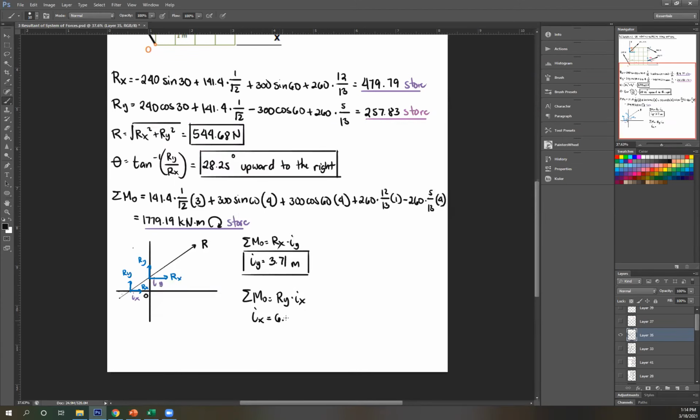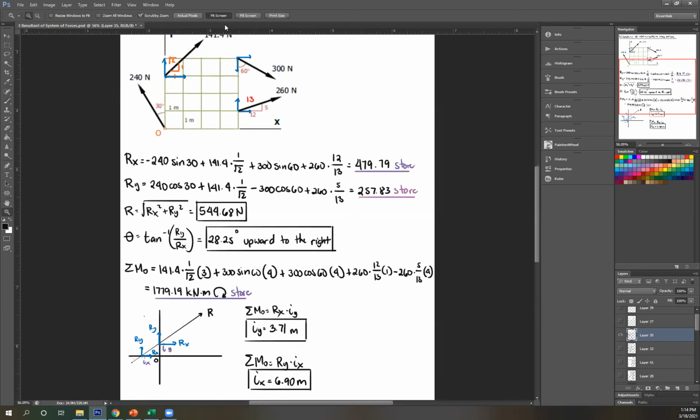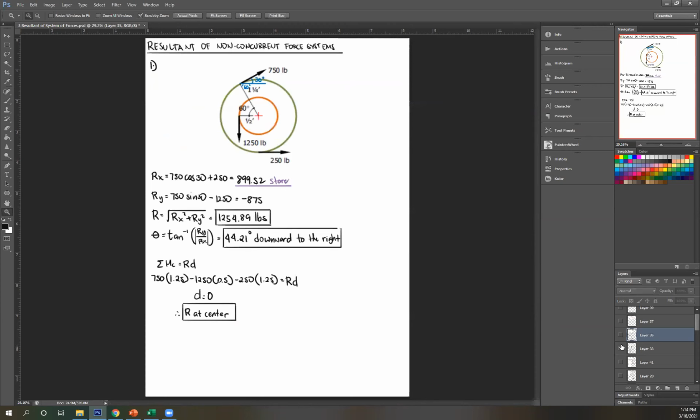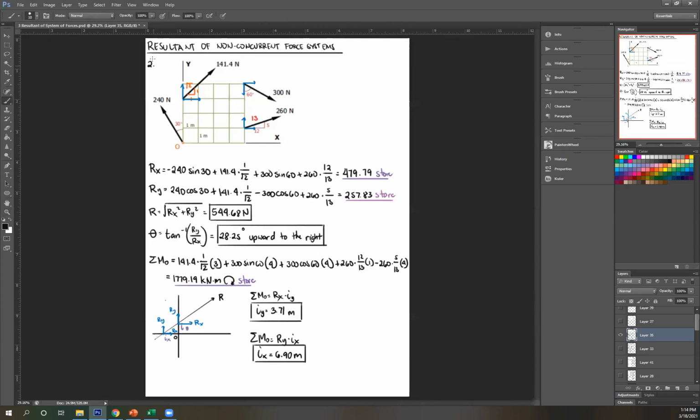Okay, so 6.90 meters. That is a complete answer to this number. Number 2. Okay. Any questions for number 2? Please answer in the chat.